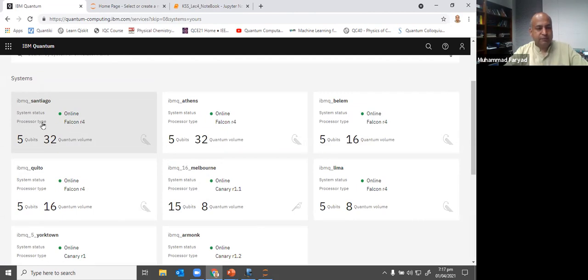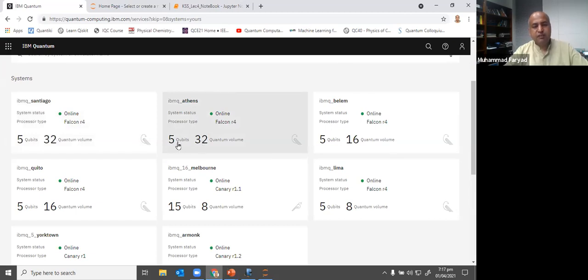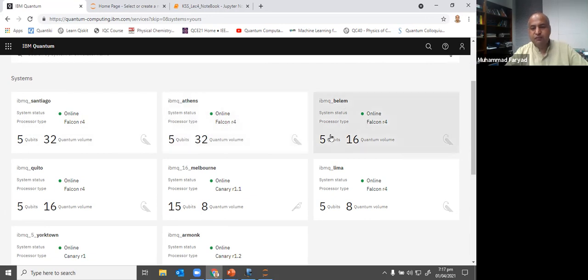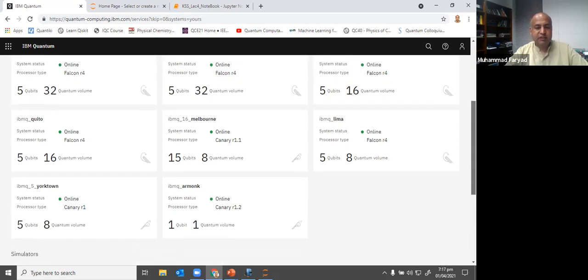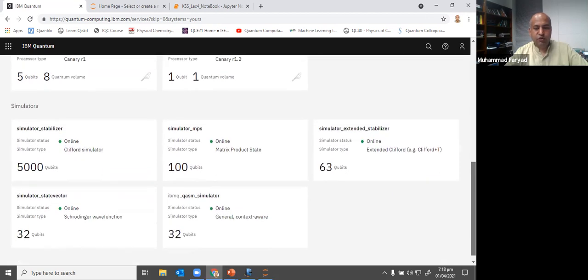So this is this one, and then there is this Athens computer. This is also 5-qubit, and this is also online. There's this Bellem computer. This is a 5-qubit, but this has a lower quantum volume, so that's why there's less traffic on it. Which means that if you run your program, you can run it easily. So this QASM simulator and statevector simulator we have already been using, but you can also use these simulators for Clifford type quantum computing, and there are other simulators available as well.